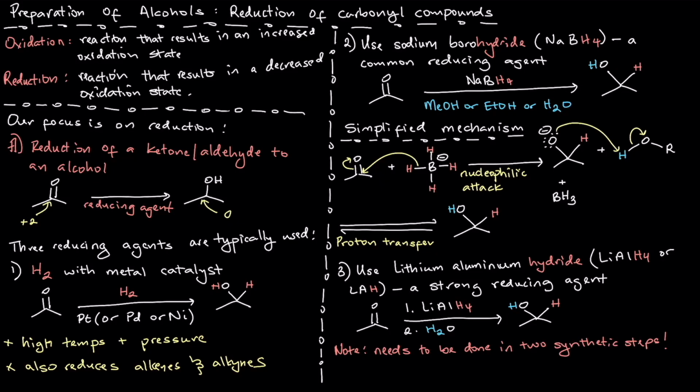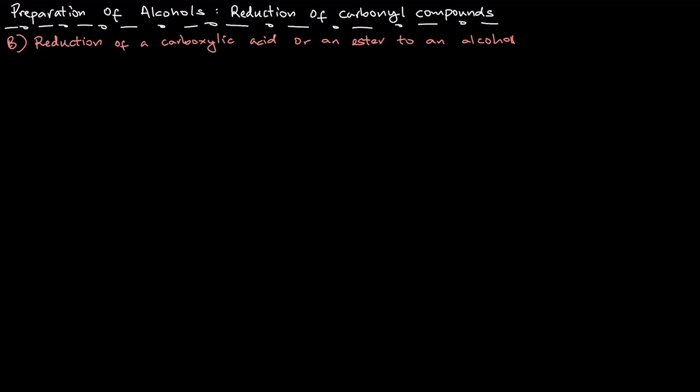But note that unlike the sodium borohydride reducing agent, we need to do this lithium aluminum hydride reduction in two steps. So we actually cannot place lithium aluminum hydride in the presence of water because lithium aluminum hydride is going to react pretty violently with water. And so that's why we need to actually do this in two separate flasks, where we first treat it with lithium aluminum hydride, we form our alkoxide species, and then in a different flask, we can then wash our products with water.